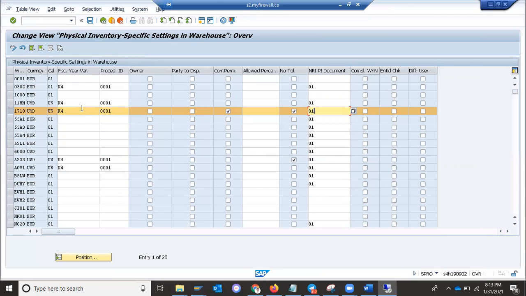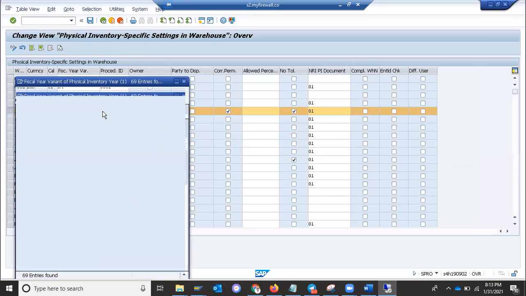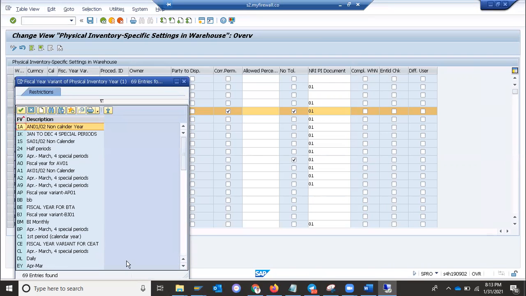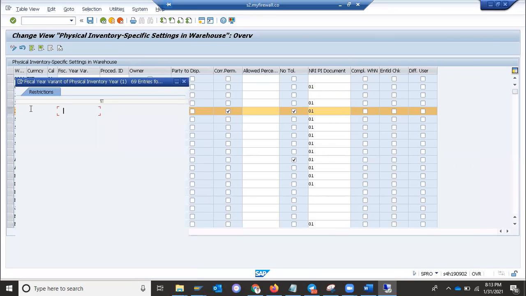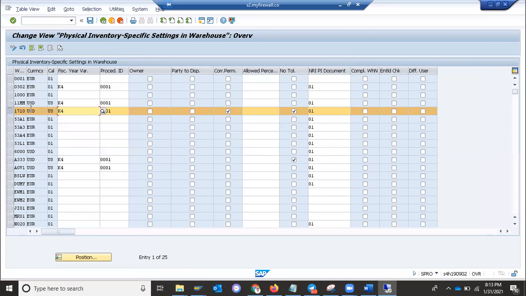Okay, here we can define this fiscal year variant K4 finance, because at the end of the day, finance is the decision maker for the accuracy of the results to be accepted by the company's balance sheet, right? Because physical inventory has a remarkable impact on the balance sheet also, right? It shows the accuracy of our balance sheet at the end of the year.